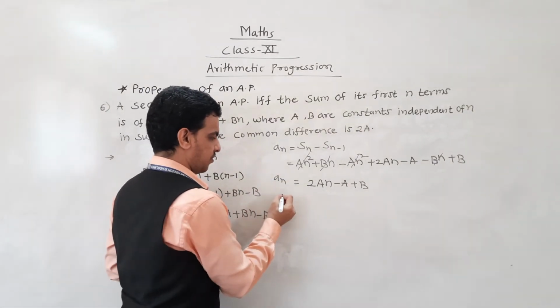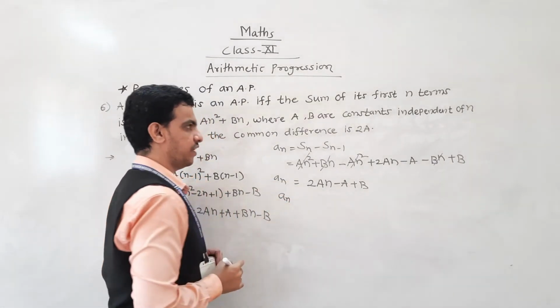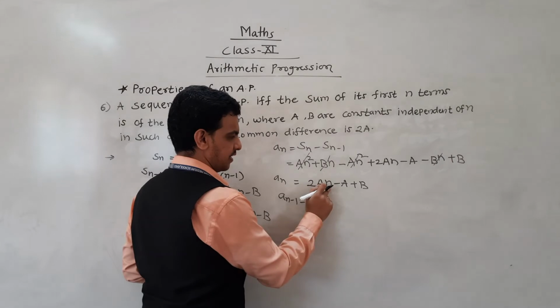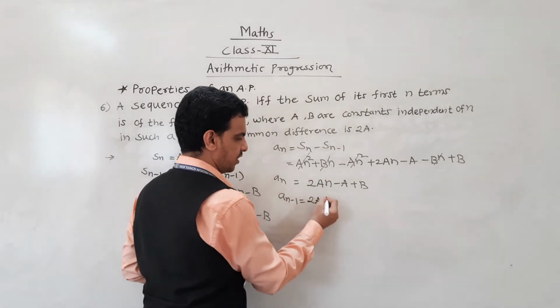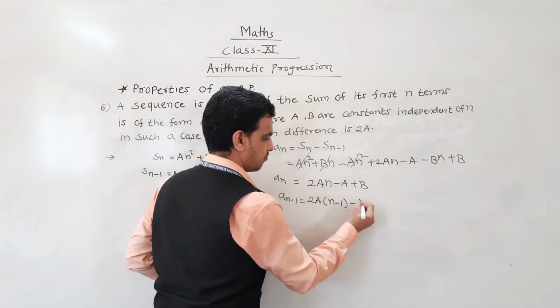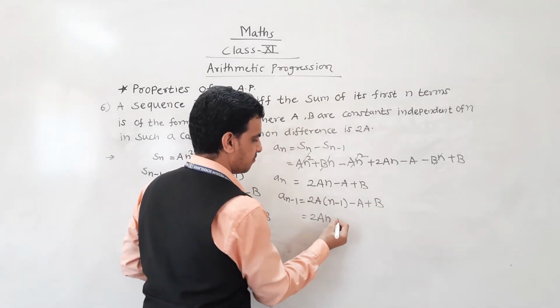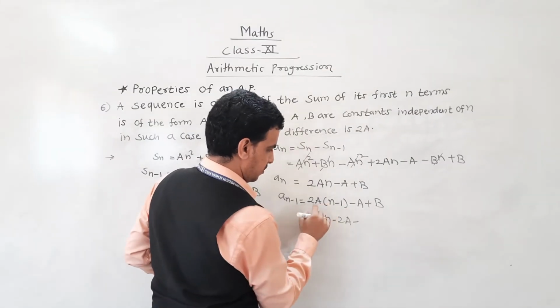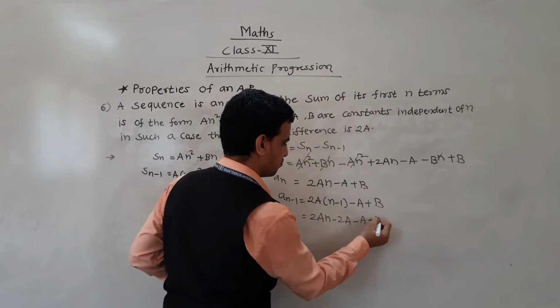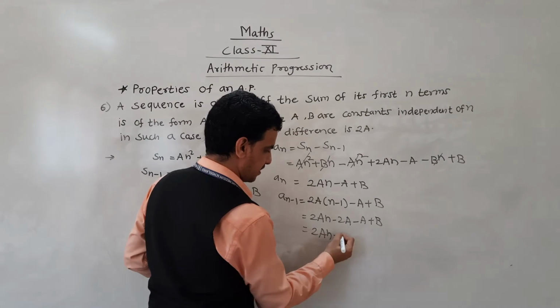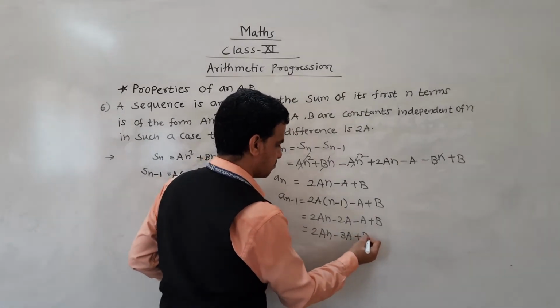Again, we have to show that this is an AP. So for that I am finding the n minus 1th term. Replace n by n minus 1. So 2a into n minus 1 minus a plus b. That is 2an minus 2a, then minus a plus b. So that is 2an minus 3a plus b.